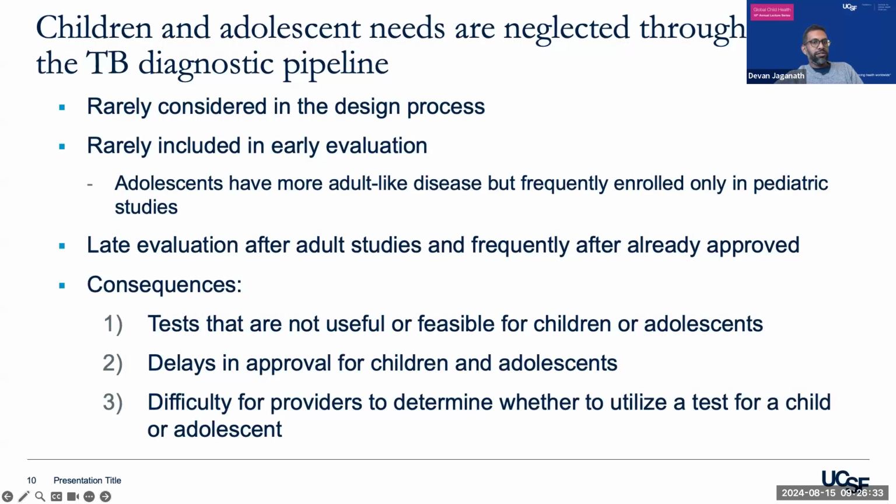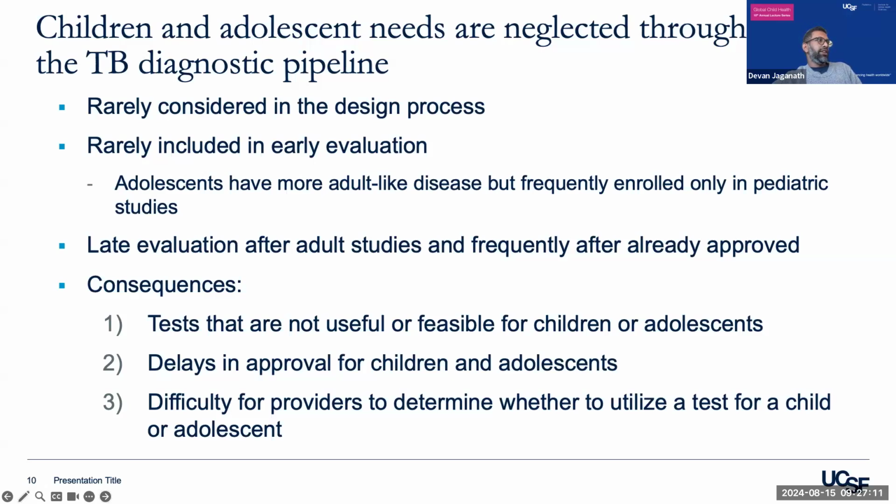So just to highlight, children and adolescents are clearly being neglected throughout this diagnostic pipeline. They're rarely considered in the early design process. They're not really included in the early evaluation. And for adolescents, that's even more unfortunate because they tend to have more adult-like disease, and they can expectorate sputum. So you would imagine it would be nice for them to be included, but they're often enrolled in pediatric studies because they're less than 18 and they might be part of pediatric clinics. And so they often are not part of it or are included in limited numbers.